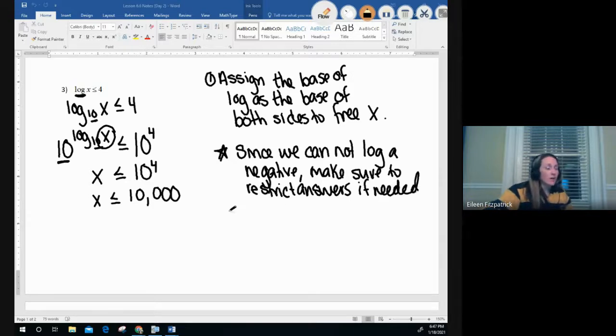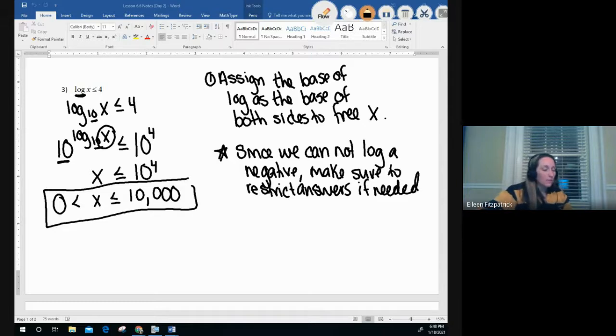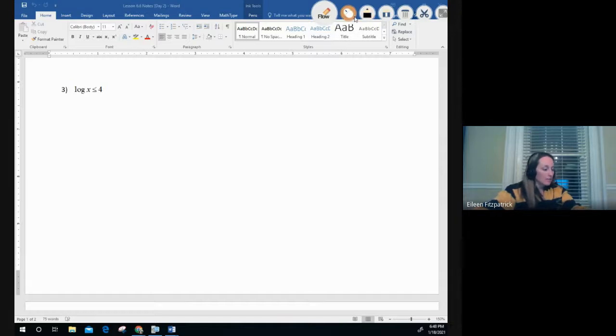Okay. All right. So x is less than or equal to 10,000. However, x has to be greater than 0, because you can't have a negative as your x value. Now, this is the answer for this one. I did not have to do this for the problem above because the problem above was exponential, right? It wasn't a log problem. But if it's a log problem, then you're going to need to restrict your answers because you can't log a negative. All right. Okay, let's see what else we have.